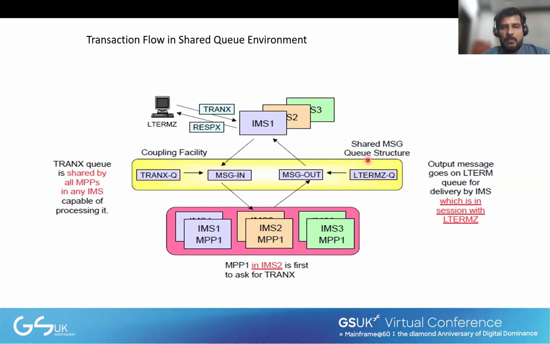When the output message arrives in the LTERM Z queue, another notification will be sent to IMS1 to pick the response from the LTERM Z queue and deliver that response back to the terminal LTERM Z. So in this shared queue system, we receive the message through IMS1, process it through IMS2, and deliver the output back to the originating terminal through IMS1. In short, we have replaced the individual message queues of each IMS with a common set of shared queues.